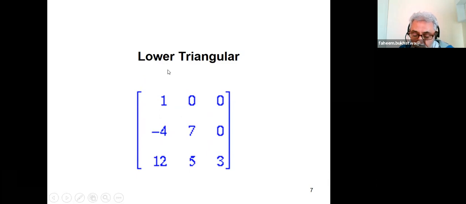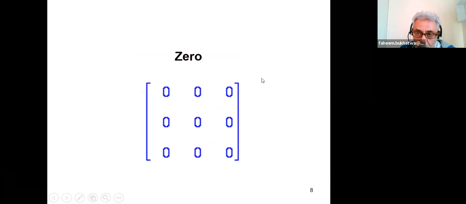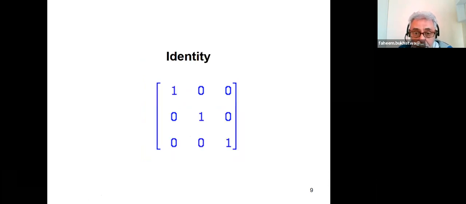So if you hear the term lower triangular, that means you can imagine the matrix will have numbers along this diagonal line and below it, and above it are all zeros. A zero matrix is a matrix that has all its values as zeros.